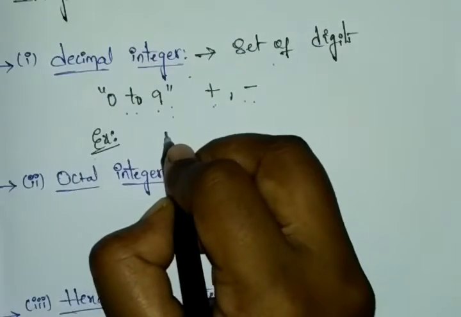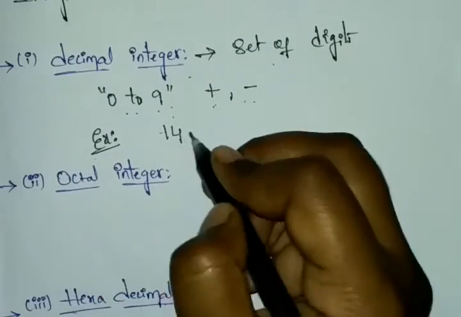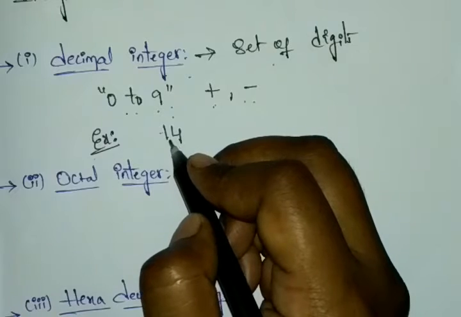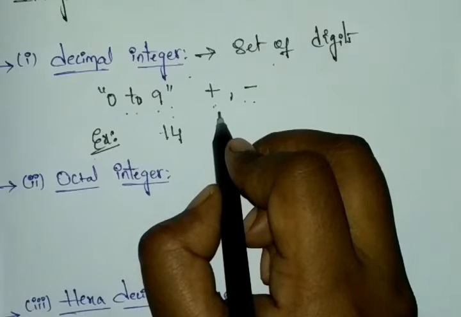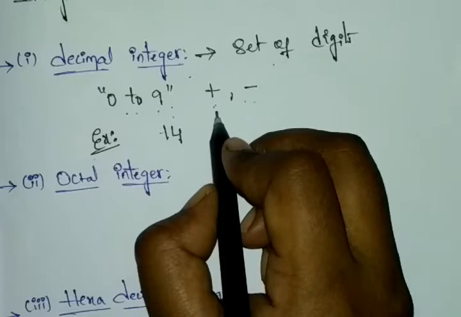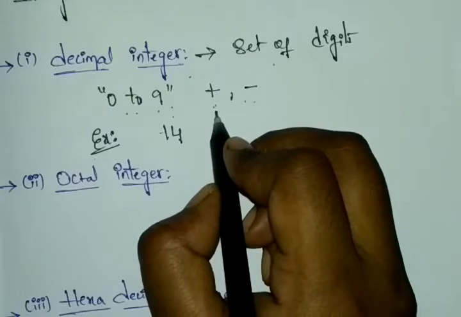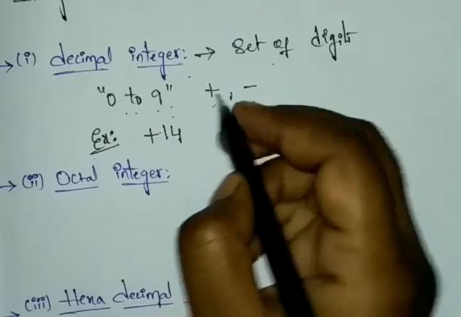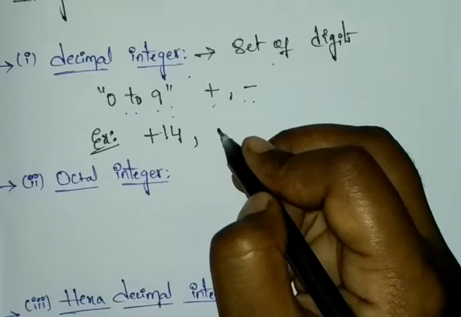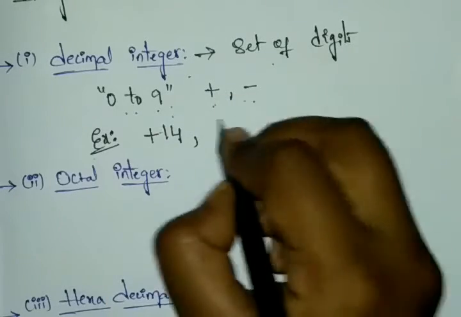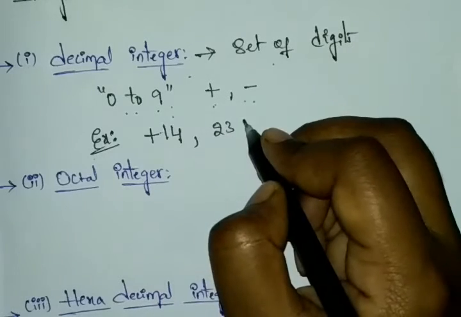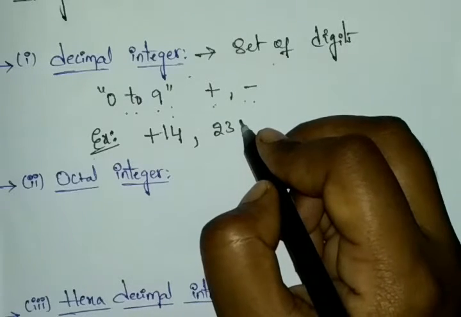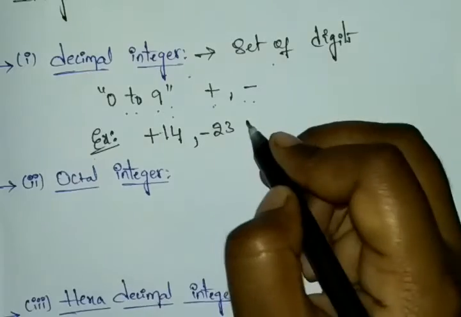here we have 14. Just write the number 14. This 14 can have a sign, right? It can be positive or negative; here I am giving the positive value. And next you can mention 23, and this 23 also has either one of them. Here I am choosing the negative value.